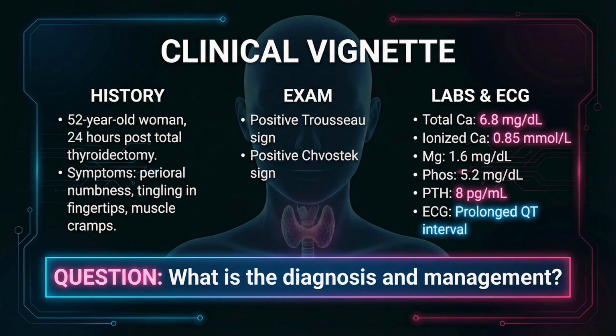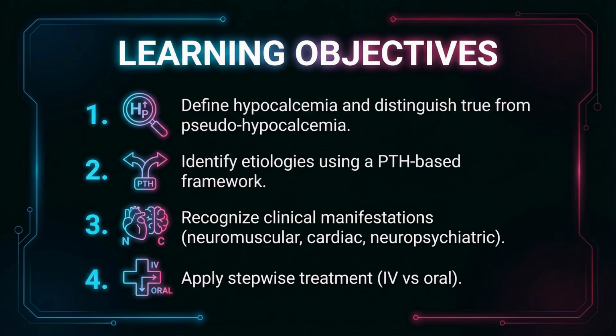Critically, her parathyroid hormone is low at 8 picograms per milliliter. Her electrocardiogram shows a prolonged QT interval. What is the diagnosis and management? Keep this case in mind. By the end of this lecture, you should be able to do 4 things.